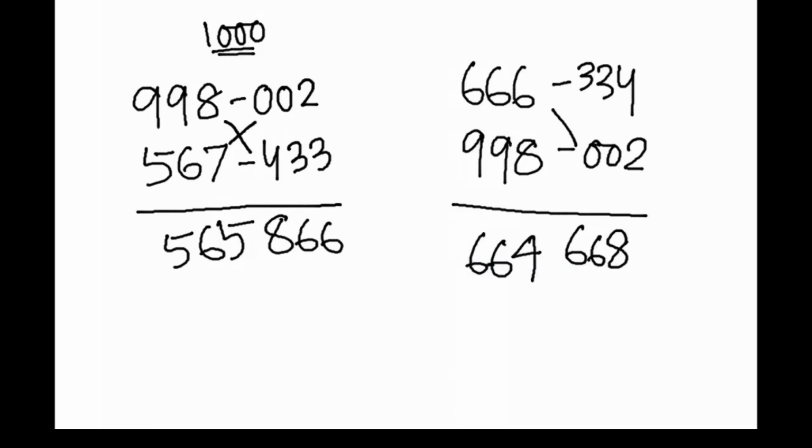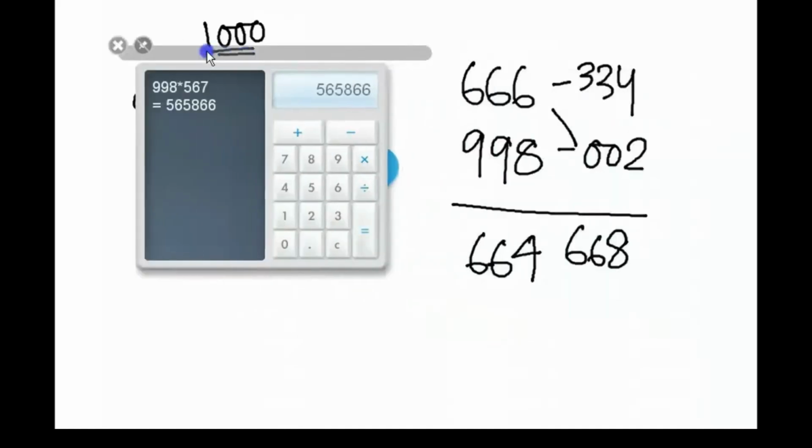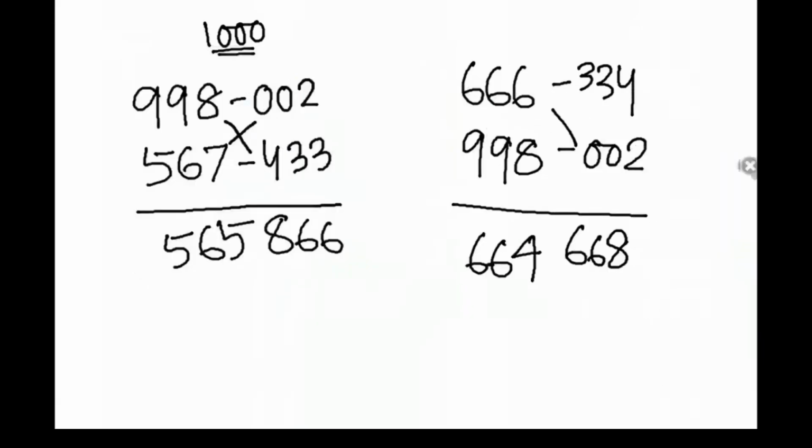Let's take the calculator and check out both the sums. So first thing that I am going to check is 998 into 567. 565,866, absolutely correct. And the next one is 666 into 998. That gives me 664,668. That's also correct here. You can see how much time we are going to save by using these techniques.